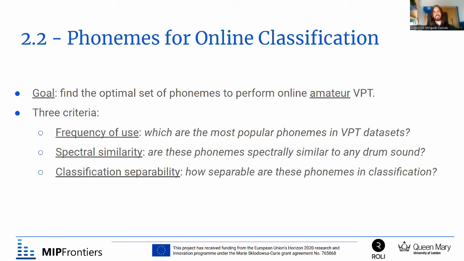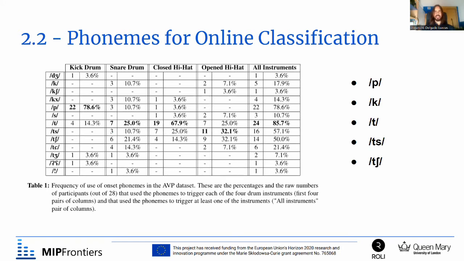So to avoid this, we tried to find which would be the best phonemes to perform amateur online vocal percussion transcription with. And we based our decision on 3 criteria. The first is the frequency of use, which is the most popular phonemes in vocal percussion transcription datasets. Also the spectral similarity of each phoneme to the drum sounds, and also the classification separability, like how separable these phonemes are in a classification task. With respect to the frequency of use, we found that the phonemes P, K, T, Ts, and Ch are the most used phonemes among participants.